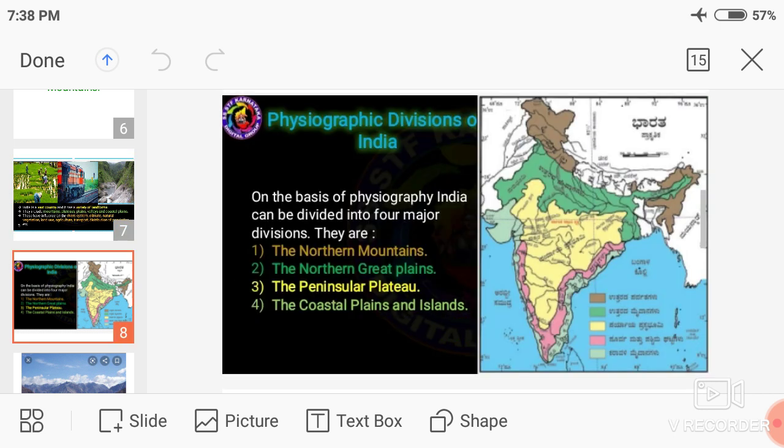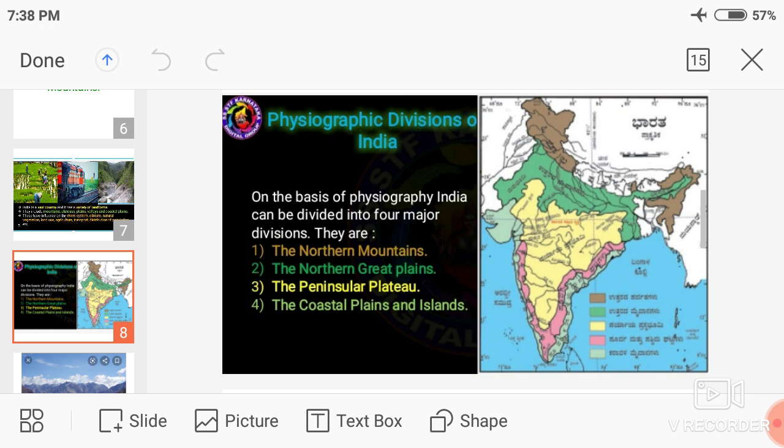Fundamentally, the geographers have categorized the basic physical features. On the basis of physiography, India can be divided into four major divisions. Keep it in mind, very important.